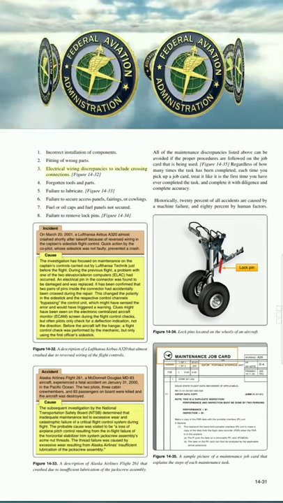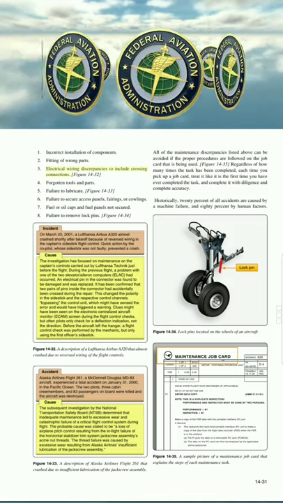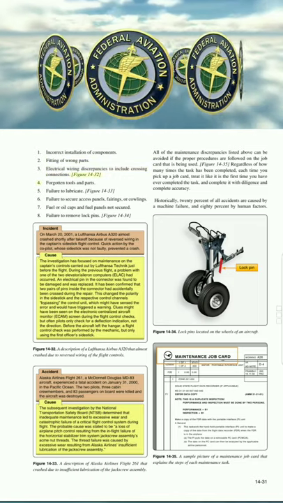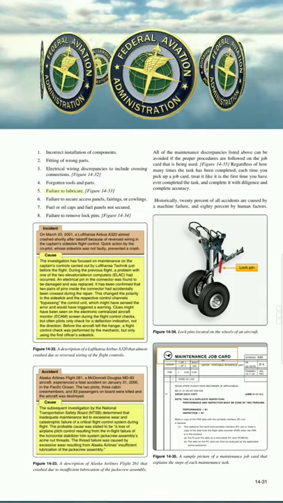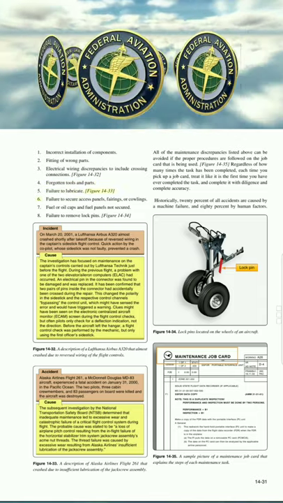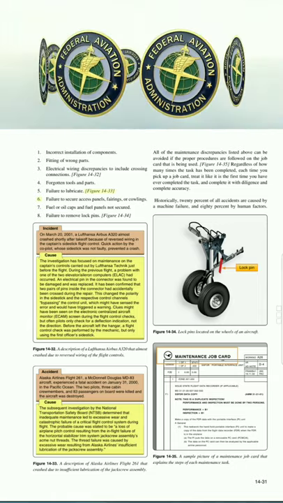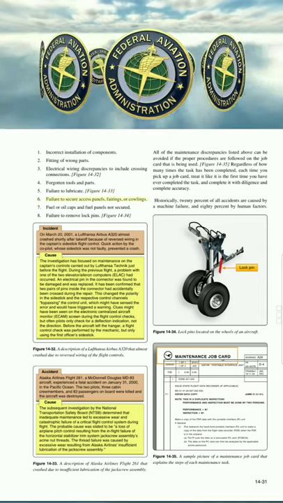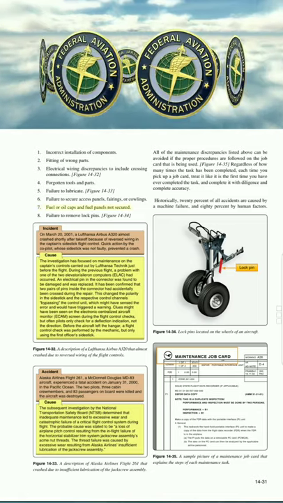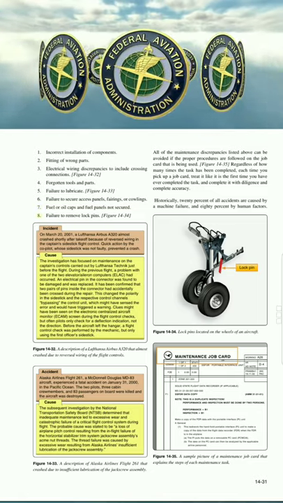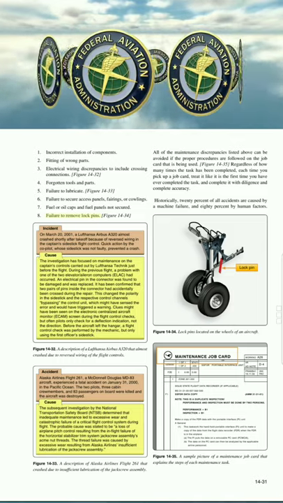Electrical wiring discrepancies to include crossing connections. Figure 14-32. 4. Forgotten tools and parts. 5. Failure to lubricate. Figure 14-33. 6. Failure to secure access panels, fairings, or cowlings. 7. Fuel or oil caps and fuel panels not secured. 8. Failure to remove lock pins.